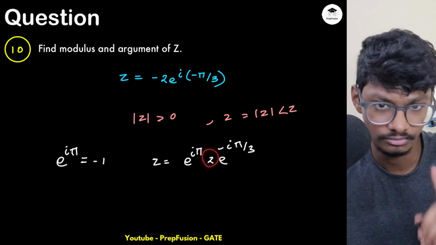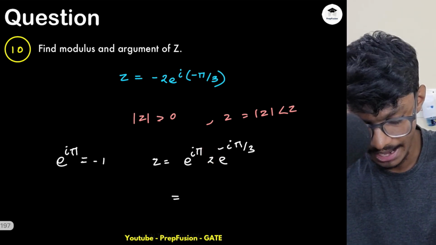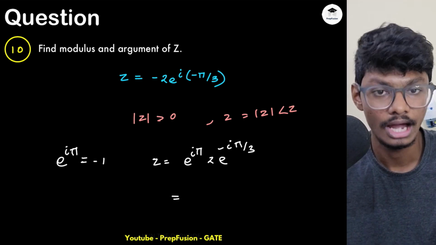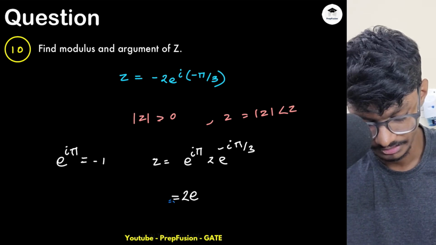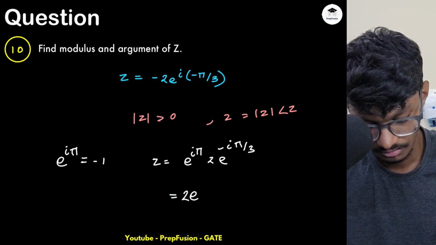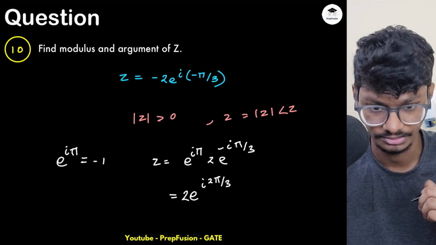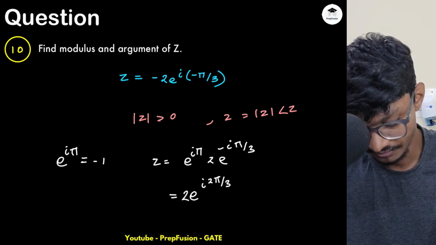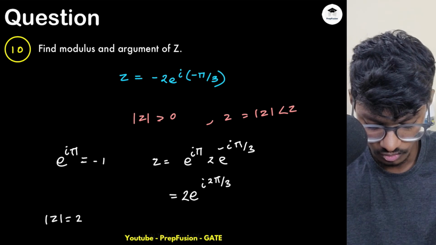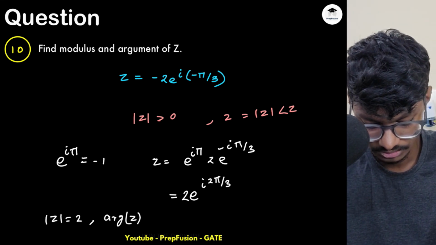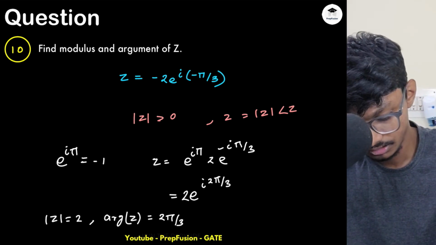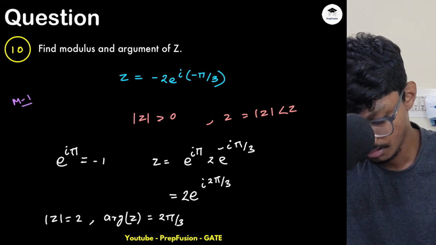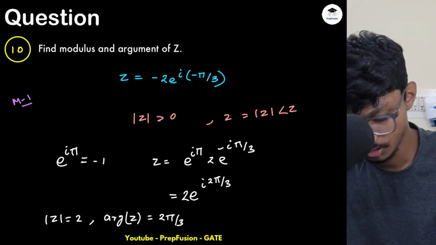Now it is fine, right? My modulus is positive, so obviously I can add these two powers. What will it be? It will be e raised to power i times pi minus pi by 3, which is e raised to power i 2 pi by 3. So now you can find the modulus: mod of z is 2 and the argument arg of z is 2 pi by 3. So this is method 1, which is the Euler's method.